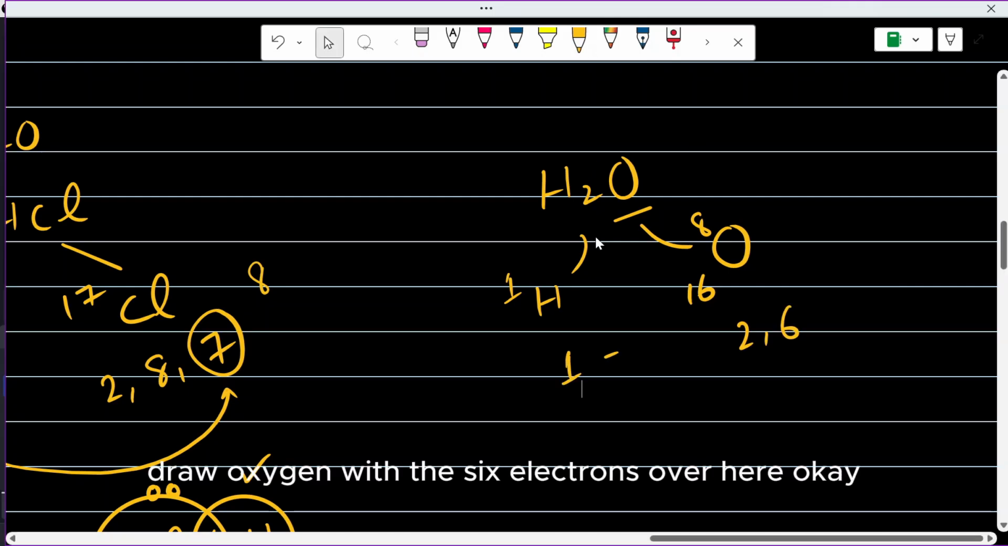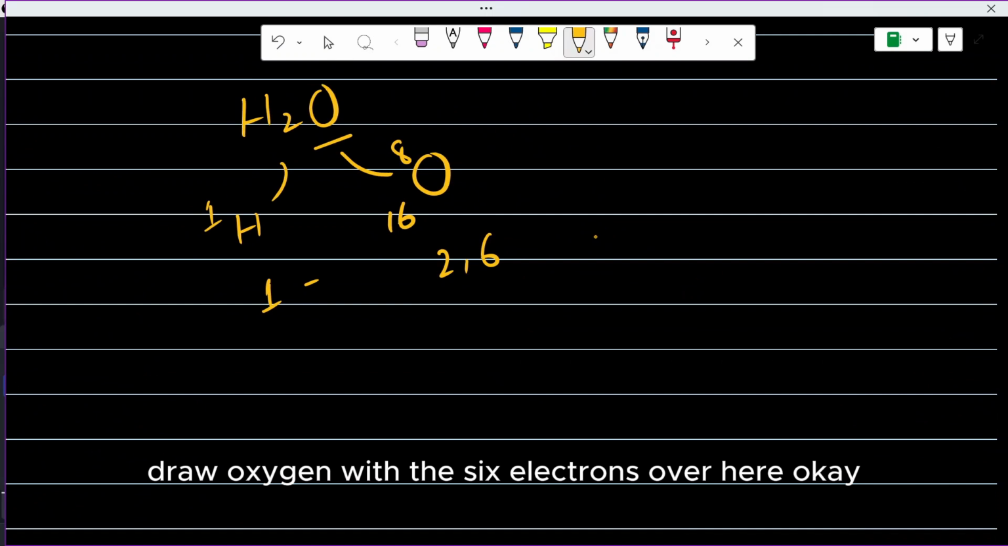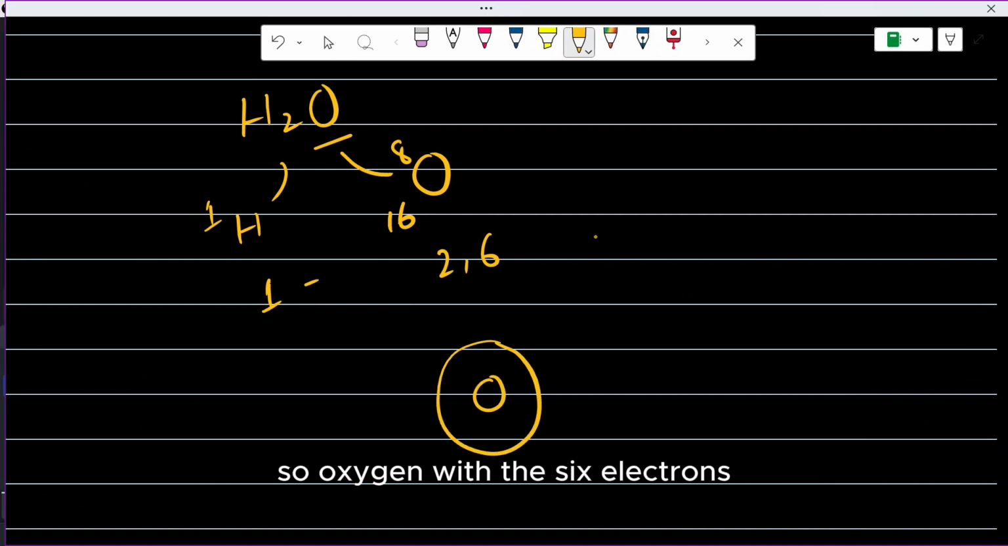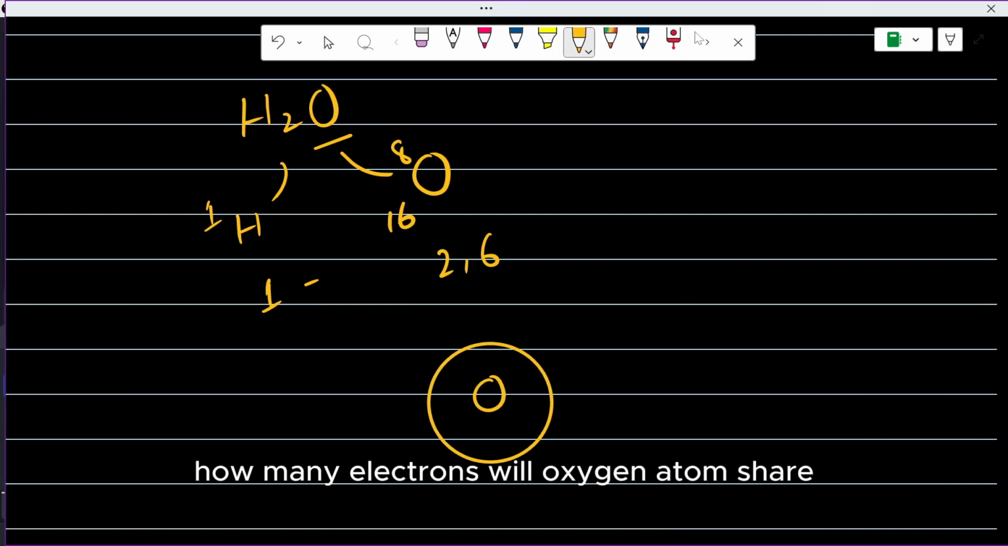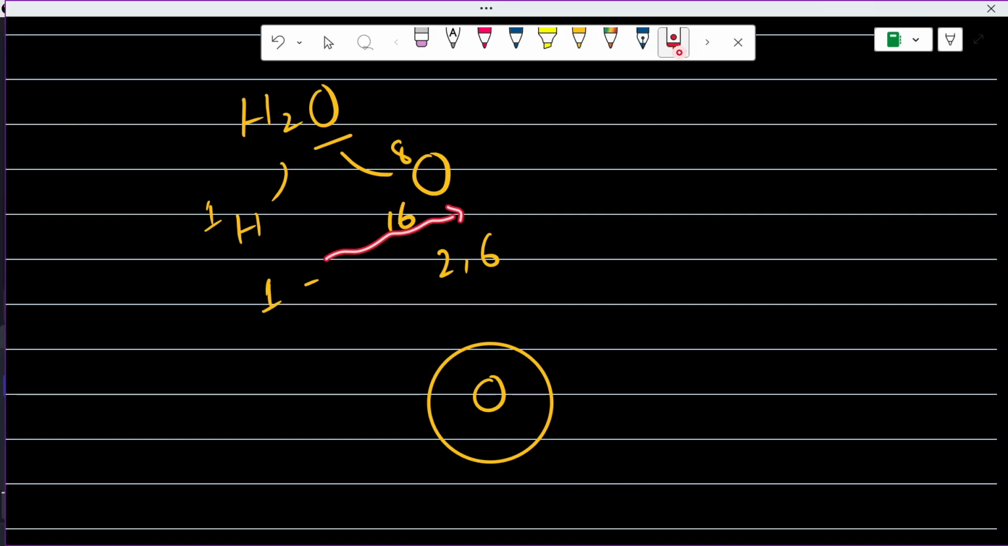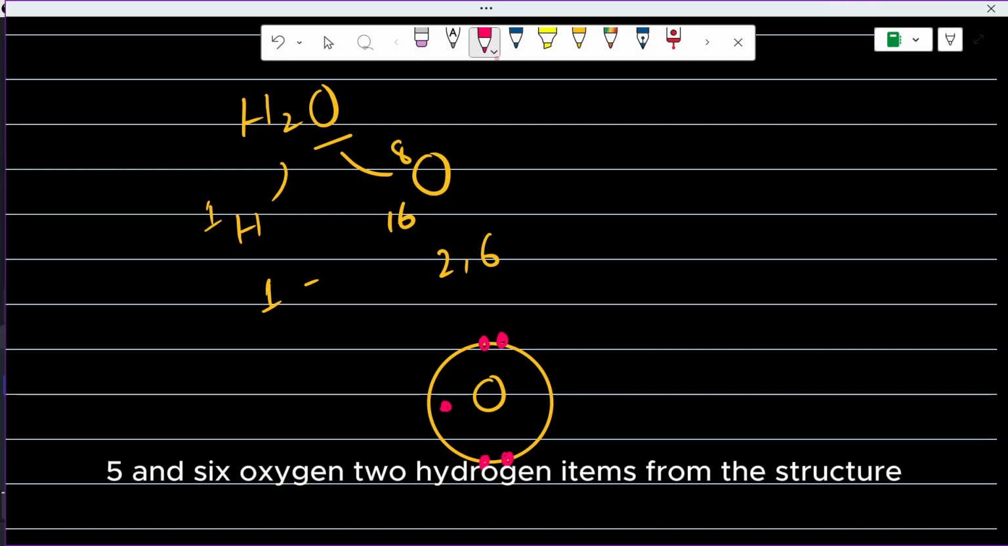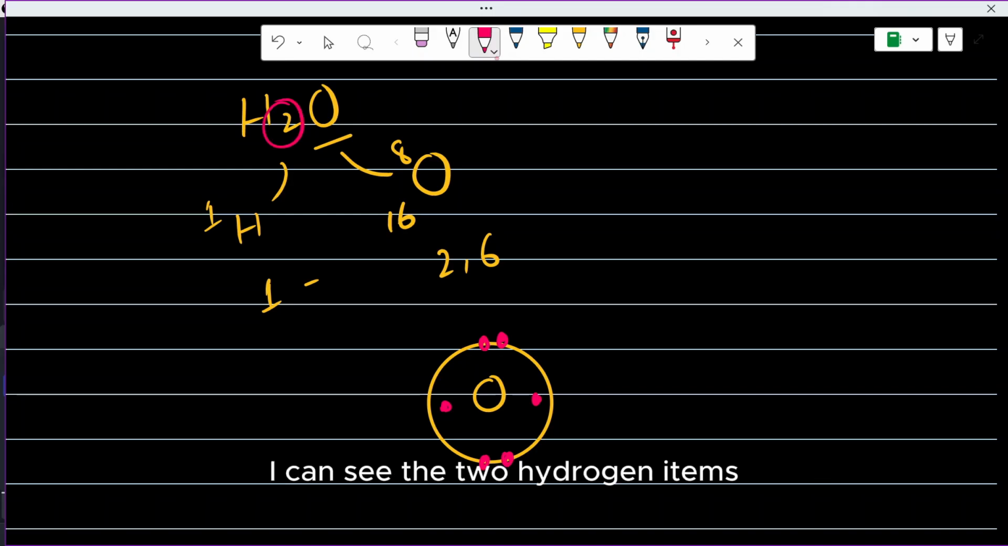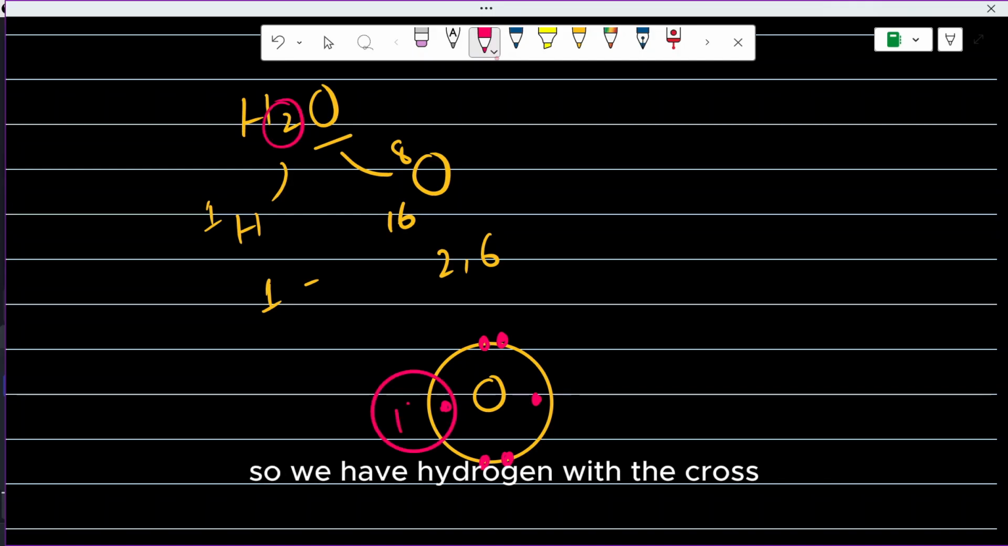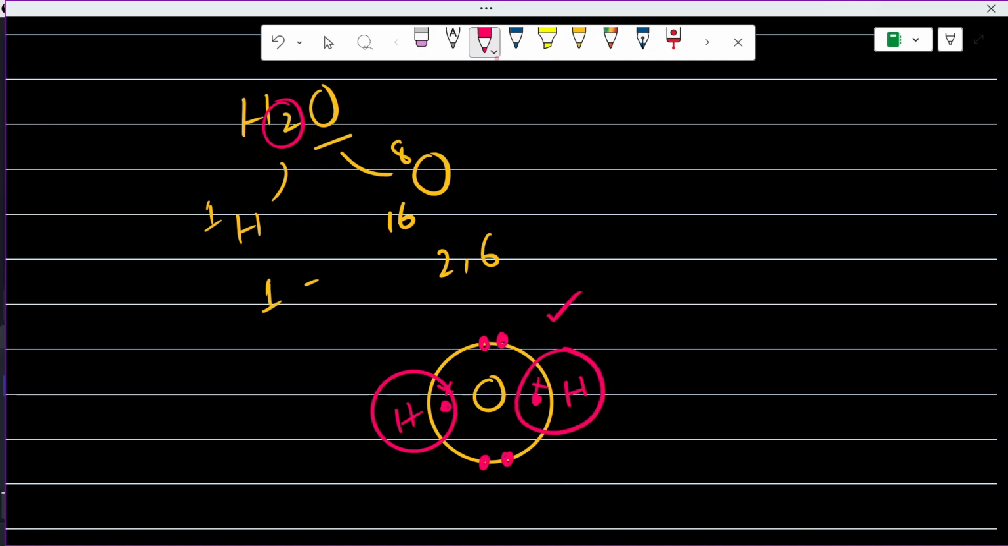So I'm going to draw oxygen with the 6 electrons over here. Okay, so oxygen with the 6 electrons. How many electrons will oxygen atom share to complete its octet? Yes, 2 electrons. So I'm going to draw here 1, 2, 3, 4, 5 and 6. Oxygen. 2 hydrogen atoms from the structure. I can see the 2 hydrogen atoms. I'm going to put 2 hydrogen atoms over here. So we have hydrogen with a cross and we have hydrogen with a cross, right?